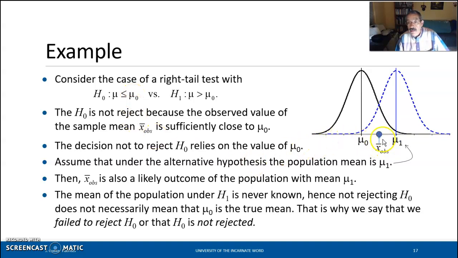We don't know. I mean, we see how far it is from mu sub 0, and then we decide whether we say that this is a plausible value for the population mean or not. But we never really know if it is a value that belongs to this distribution. For that reason, we say that we fail to reject the null hypothesis, and the null hypothesis is not rejected. We don't say we accept the null hypothesis, or that the null hypothesis is the truth, so that this mu sub 0 value is the actual value of the mean. We don't say that because we don't know. So we use this type of language.